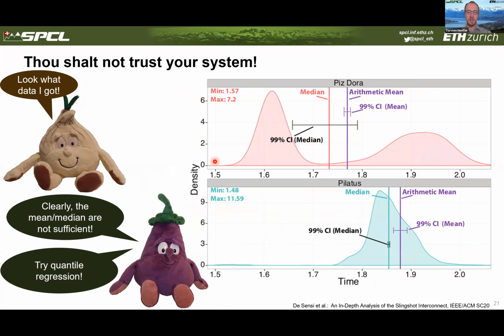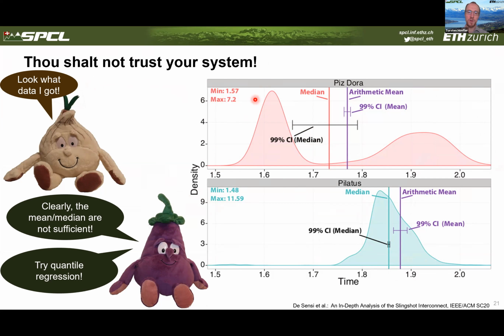So here I'm zooming in on that exact same data that I showed you before. I showed it to you in the scatter plot, in the QQ plot, and in the density plot. And now I'm going back to the density plot, and I'm zooming into the area between 1.5 and 2.2 microseconds latency. What we see here is quite interesting.